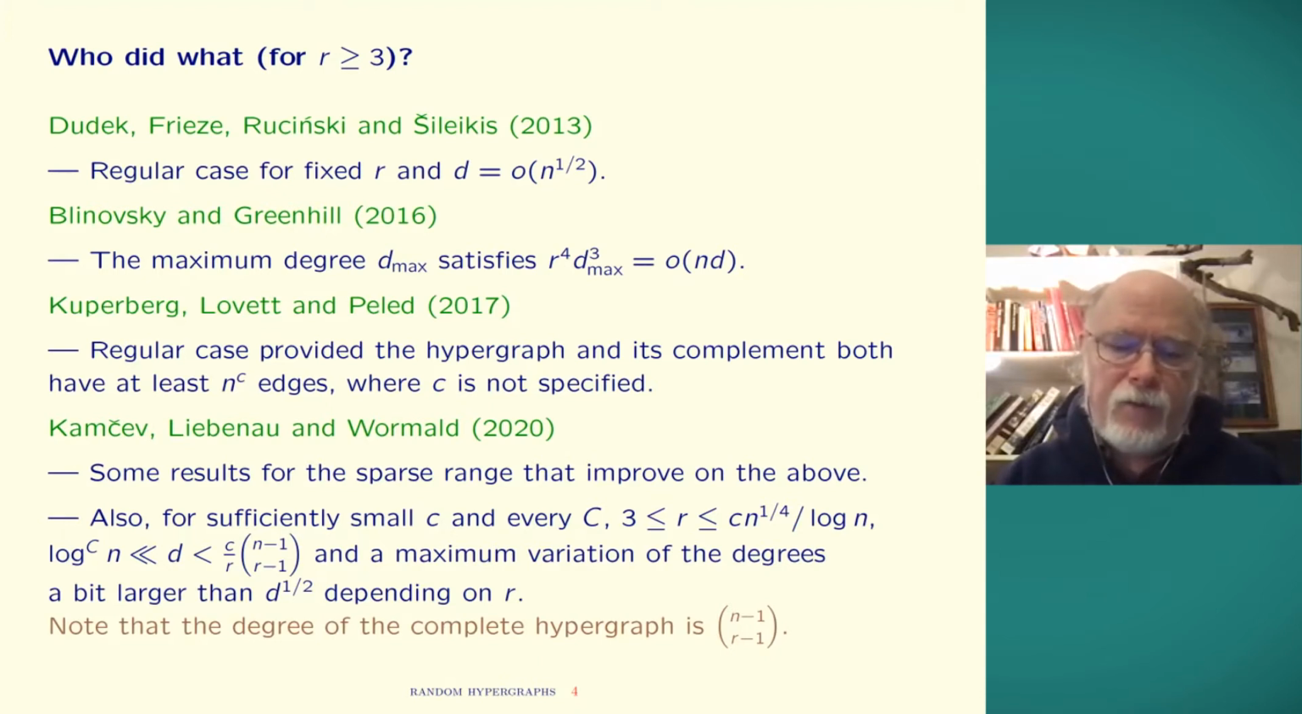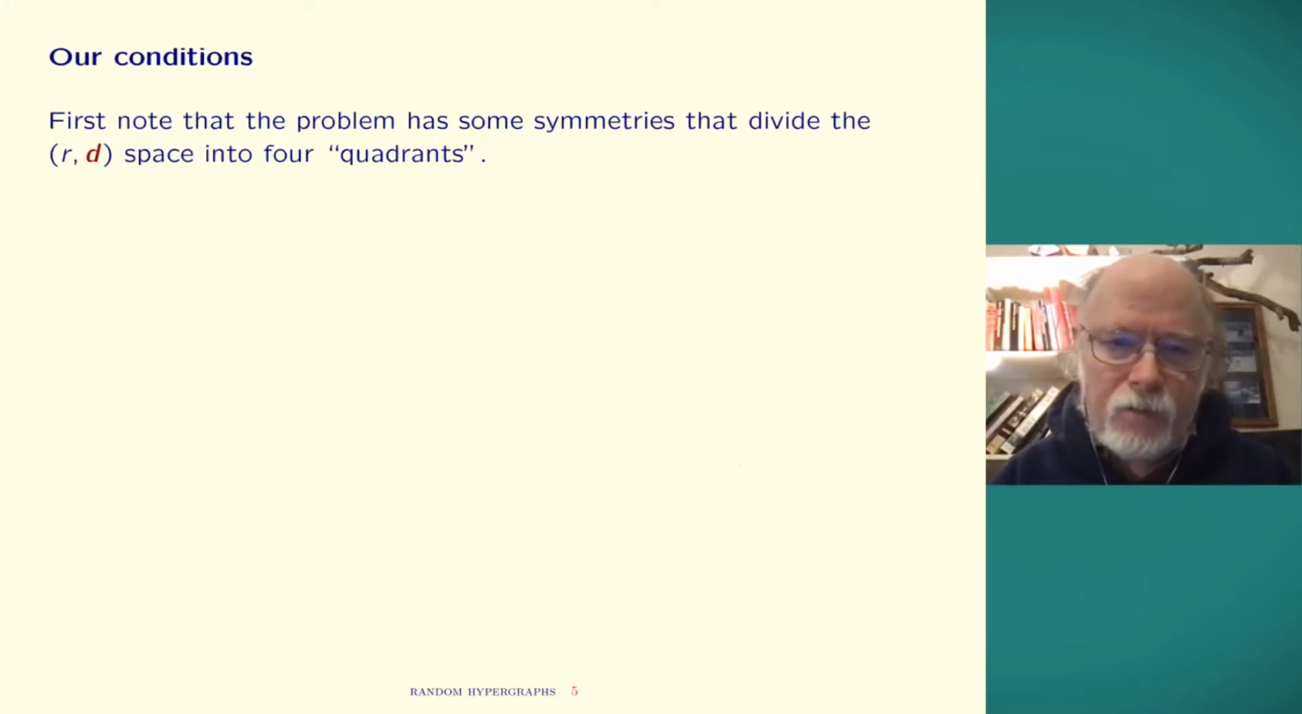They also have a bound on the amount that the degrees can be different from each other, and this bound depends on the edge size. It's a little bit larger than n to the 1/2. It's a power of d greater than d to the 1/2, and that power depends on the edge size. And I won't give you the details of that. So let's look at our conditions.